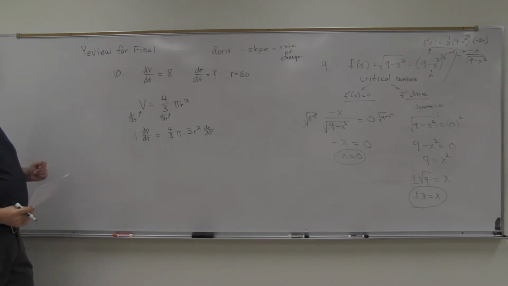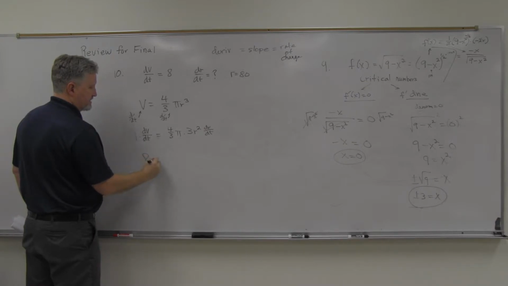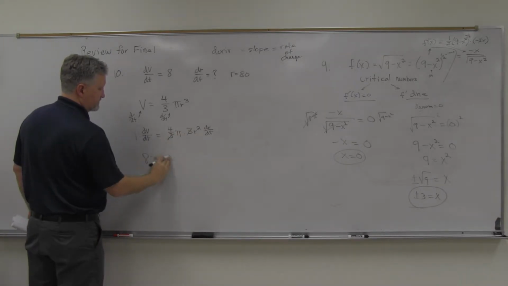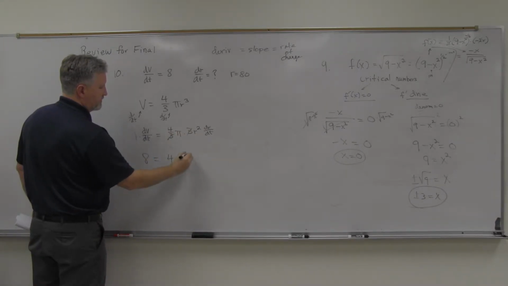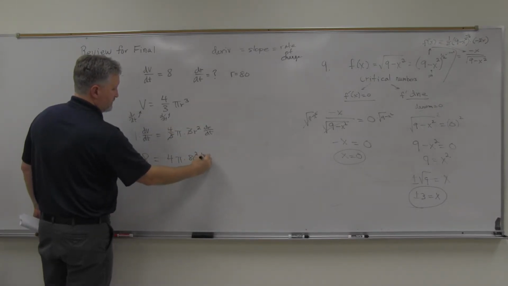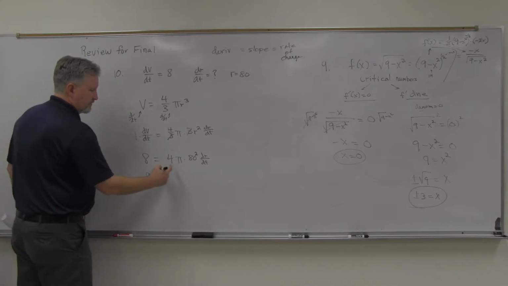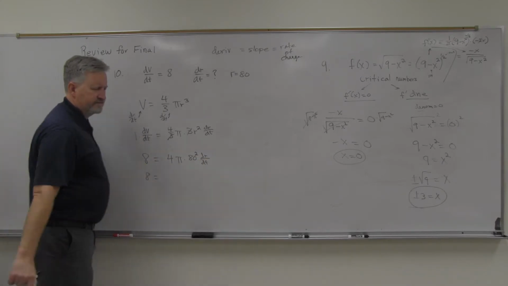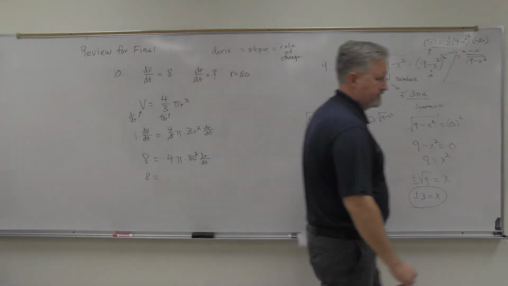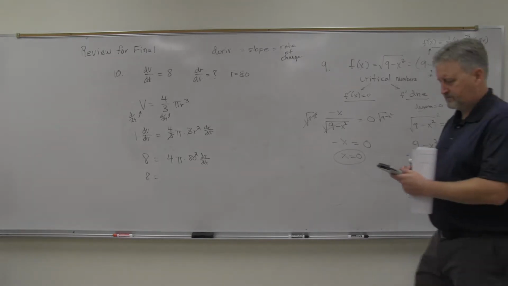Then once I got that, usually the next step is just plug in what you know. All right, so here we've got dV over dt is 8, so this side's 8. We got, 3's canceled, so this is just 4 pi times the radius squared, so times 80 squared, and then dr over dt, that's what I'm looking for. Go ahead and multiply these, that'd be 4 times 80 squared, 6,400, what is that? 256,000.